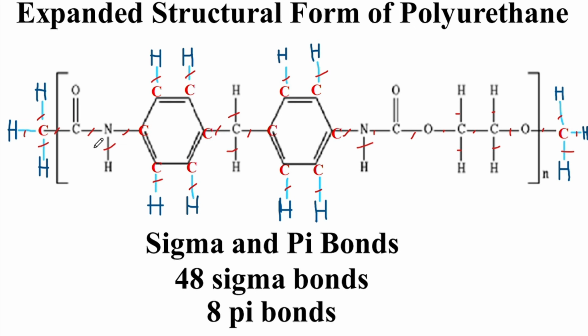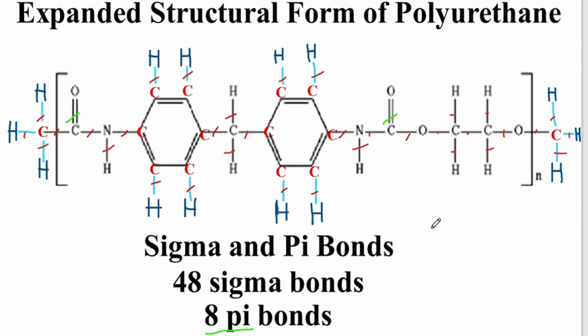And so counting the number of double bonds, we have here 1 plus a benzene ring will give us 3. That is 4 plus another benzene ring here. So we have 7. And finally, the one that is here. So we have 8 double bonds, and that will give us 8 pi bonds. So that is how you determine the number of sigma and pi bonds.